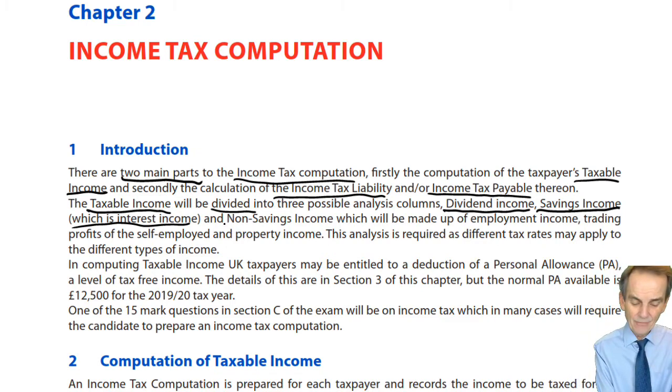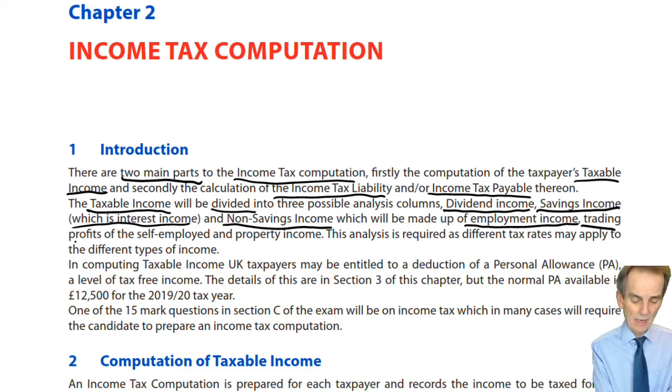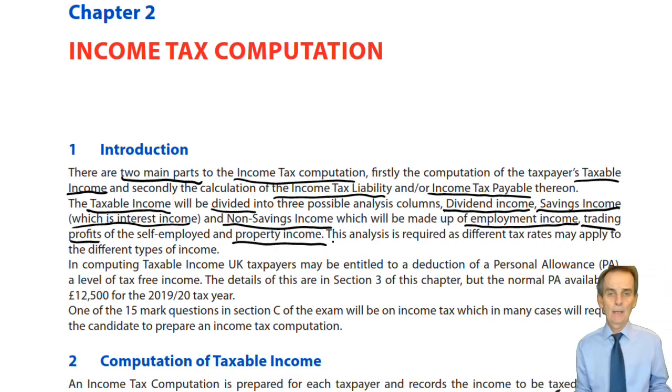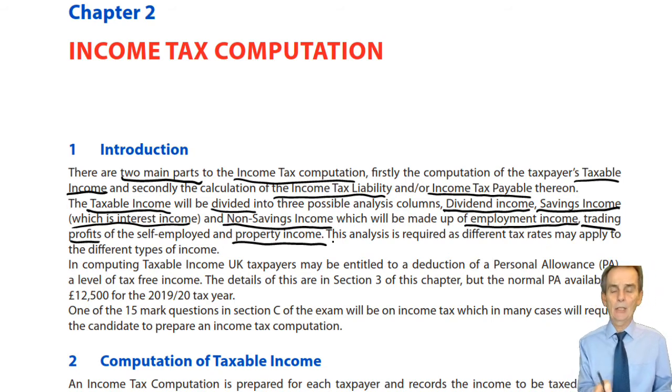And then everything else, which is simply known as non-savings income. Now, everything else is going to be made up of probably our main source of income for most taxpayers, employment income. That's for the employed, for the self-employed, trading profits of the self-employed, and also, should you have it, property income. So the first thing you're going to have to do is to learn and understand the structure of the income tax computation.